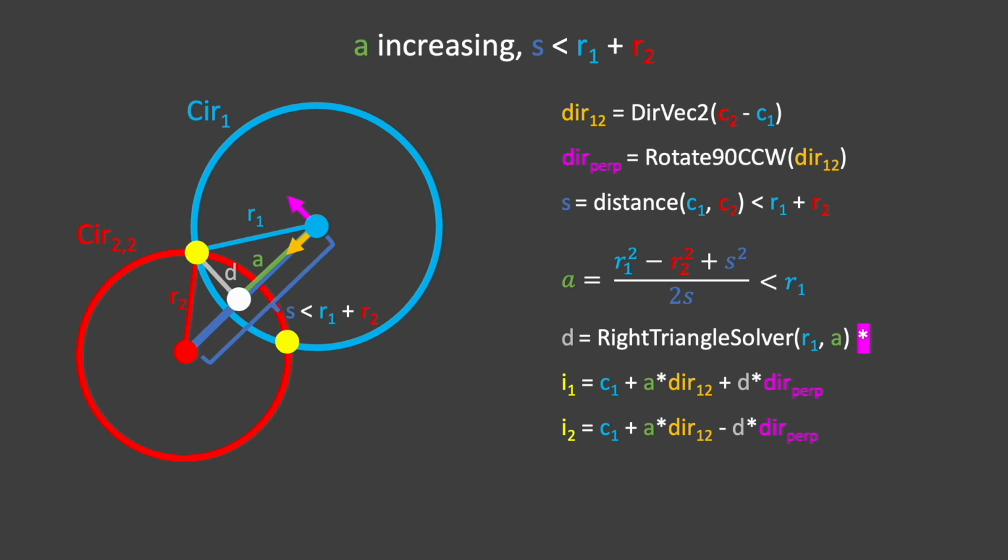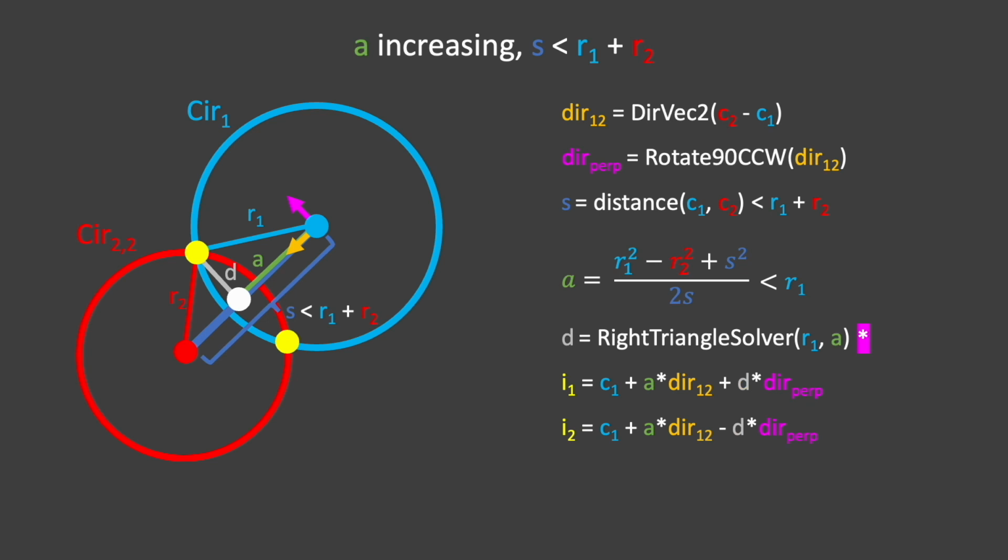And that's because that line determines the number of outputs that our algorithm produces. So in this case, since R1 is greater than A, we have that D is a positive number. And so D times dirperp is distinct from minus D times dirperp. And so I1 and I2 are 2 distinct points. Now, one last key feature to notice is that the center of this red circle is outside of the first circle.